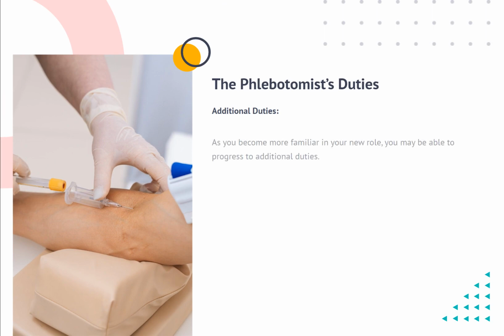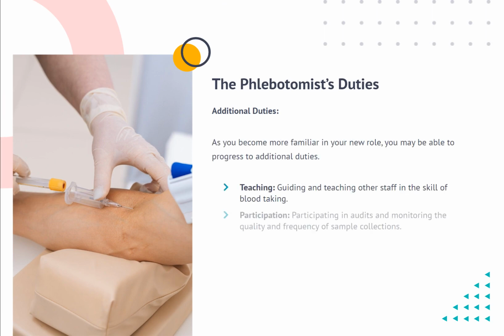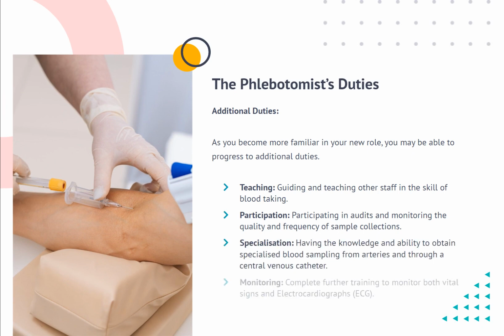Additional duties. As you become more familiar in your new role, you may be able to progress to additional duties. Teaching. Guiding and teaching other staff in the skill of blood taking. Participation. Participating in audits and monitoring the quality and frequency of sample collections. Specialization. Having the knowledge and ability to obtain specialized blood sampling from arteries and through a central venous catheter. Monitoring. Complete further training to monitor both vital signs and electrocardiographs (ECG).